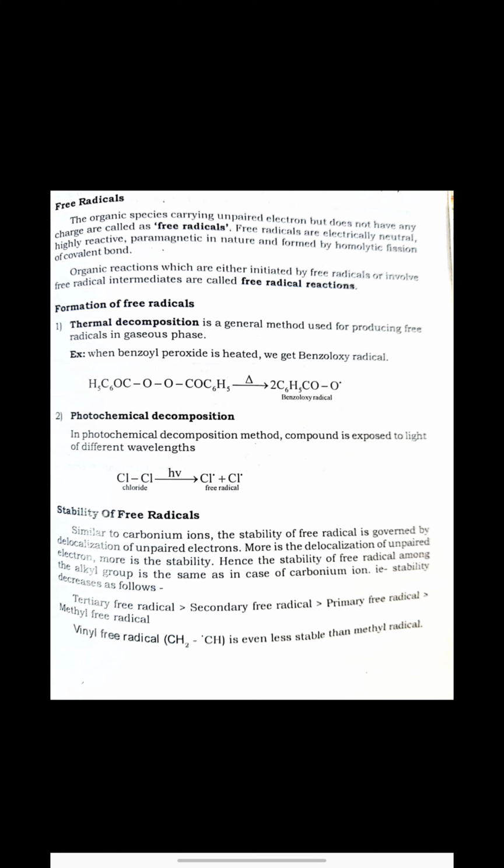Then the second method is by photochemical decomposition. In this method, the compound or reactant is exposed to light of different wavelength. For example, here we are taking the example of a chlorine molecule. When a chlorine molecule is exposed to UV light, again homolytic fission takes place and we get a chlorine free radical containing an unpaired electron.